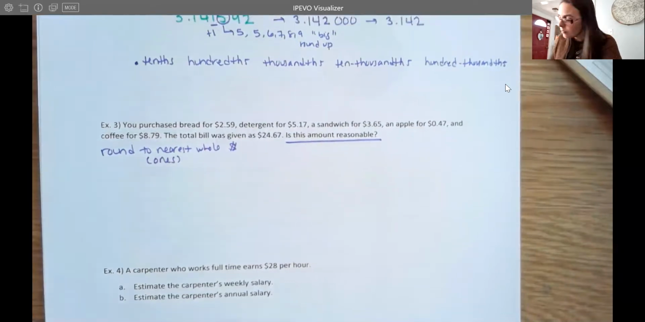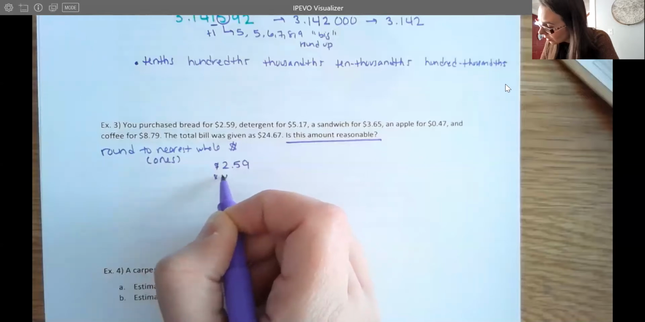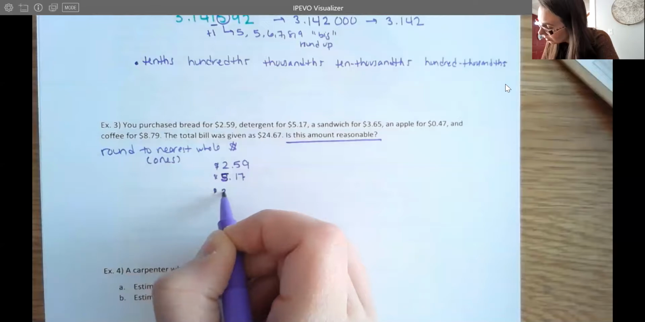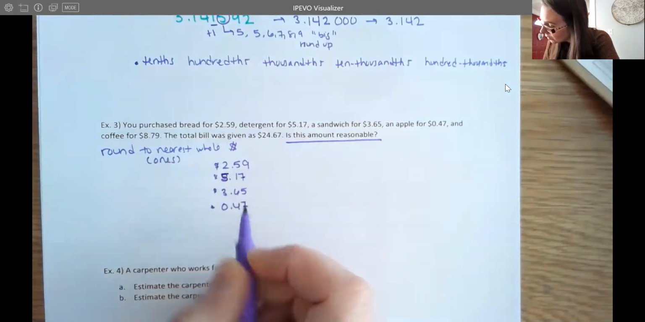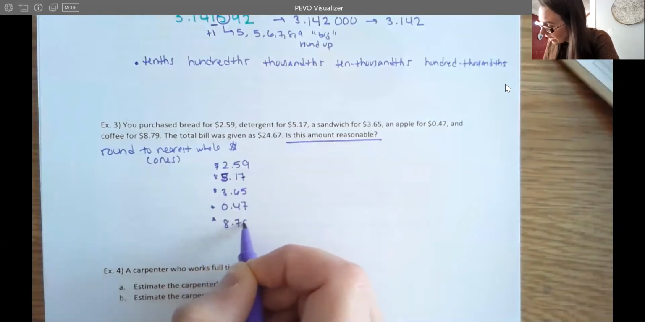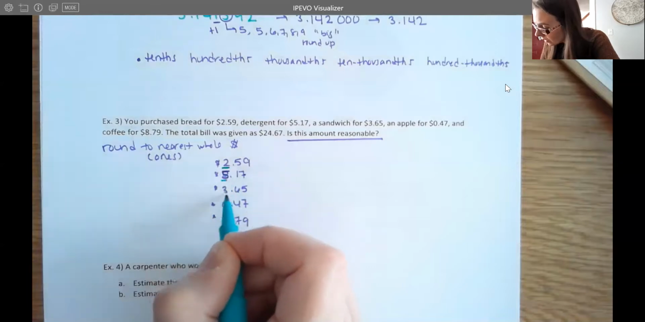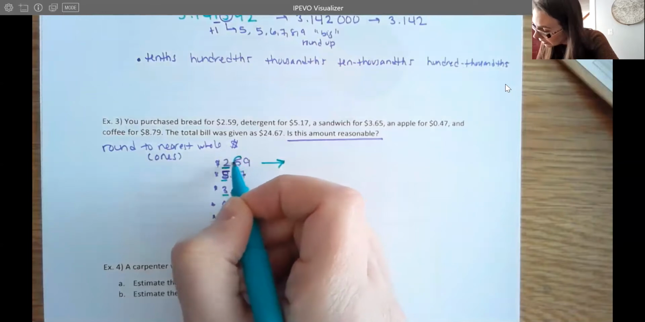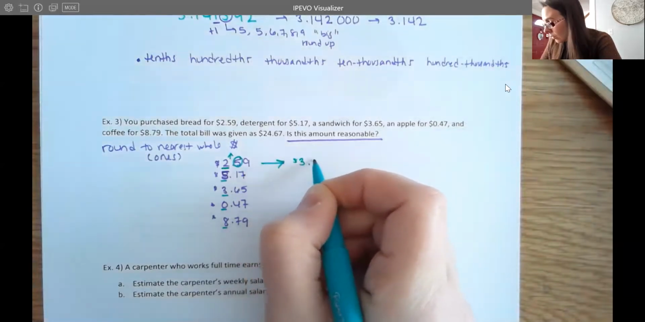Okay. So I'm going to take each of these items. I have the $2.59 for bread, the $5.17 for laundry detergent, the $3.65 for the sandwich, the 47 cents for the apple, and the $8.79 for the coffee. And I'm going to round to the nearest whole. So that's the ones place. I'm going to round to this place value right here. So I'm going to look to the value to the right. Here I see that 5. That 5 is in the big category, so I'm going to end up bumping this up. So this is about $3.